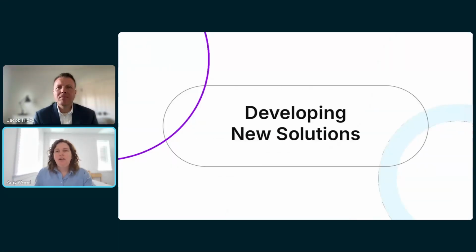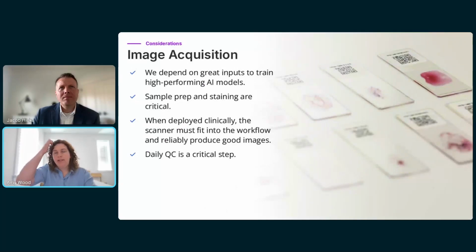Okay, so next I'd like to talk through some of the new processes that we're using to develop these solutions. The first thing I want to talk about is image acquisition. Obviously, the AI is a really exciting part, and that definitely improves efficiency and can improve accuracy, but we have to be confident that we have a model that's well trained. And so if we can have great images going into the model, then the model can perform really well. So getting those great images to start with is really a challenge.